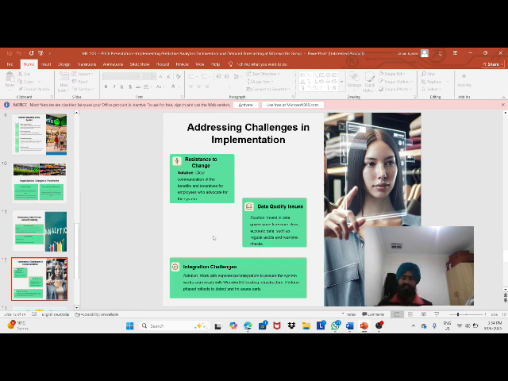So integration challenges. There are also some integration challenges, which could be addressed by working with experienced integrators to ensure the system works seamlessly with existing infrastructure, and by performing phased rollouts to detect and fix issues early. So there should be experienced staff working on these things, which could help them fix the issues as soon as possible.